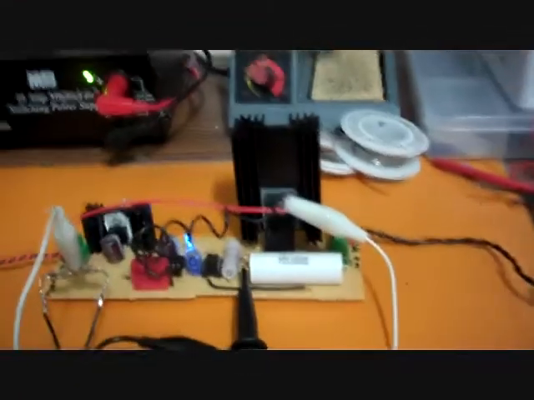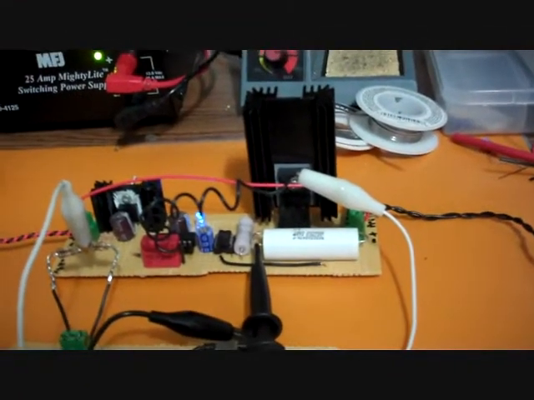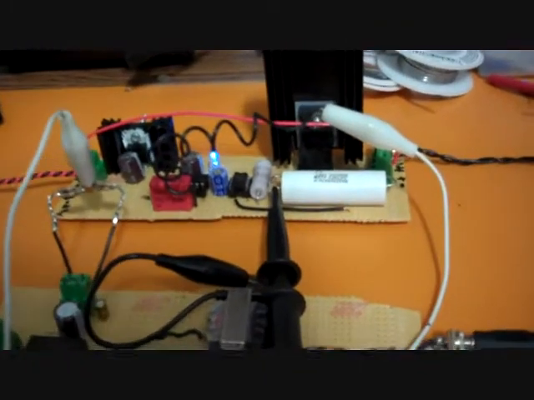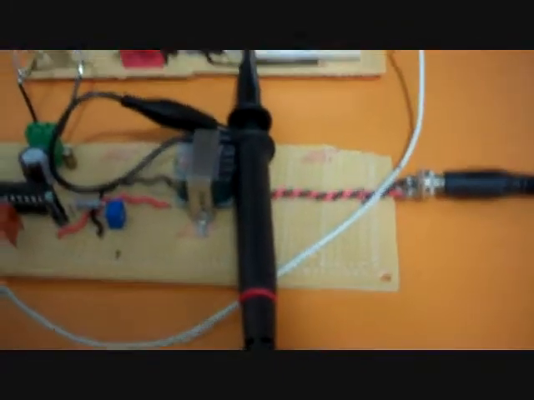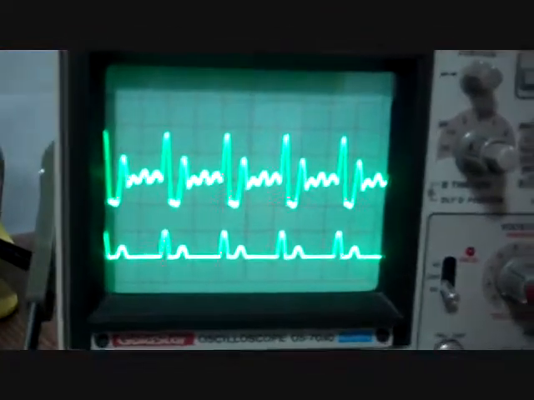Since it's a single-ended operation for this, I don't need a differential scope. I just need to connect it to the high end and have, of course, a high-voltage probe, which I do there. 2 kilovolt probe. So that's what the waveforms look like.